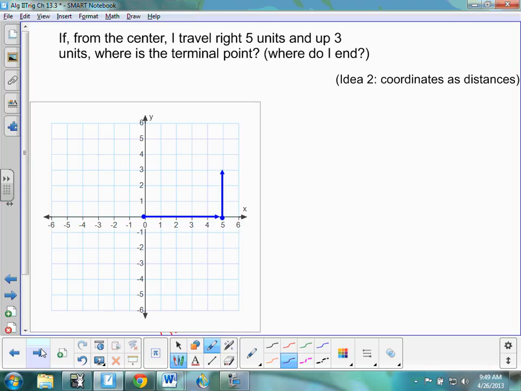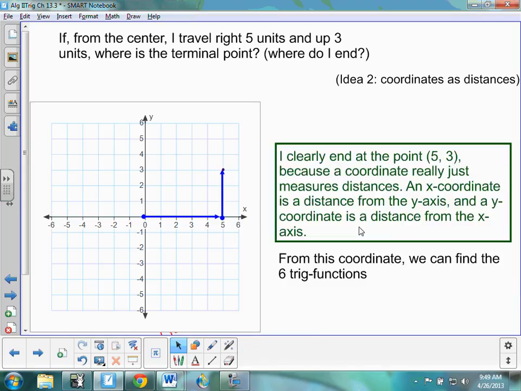From the center of the coordinate plane, I travel right 5 units from here to here, and up 3 units from here to here. Where would this point be? People, come on. Where's this point right here? 5, 3. Thank you. Okay, got it.